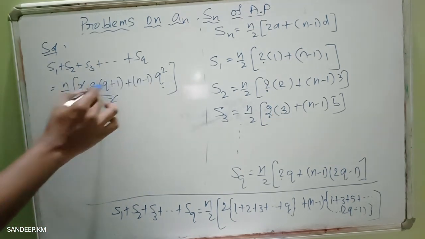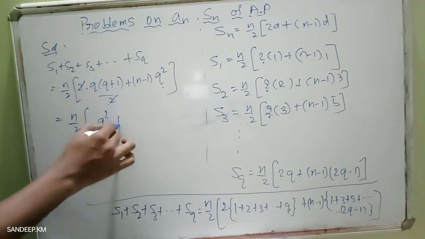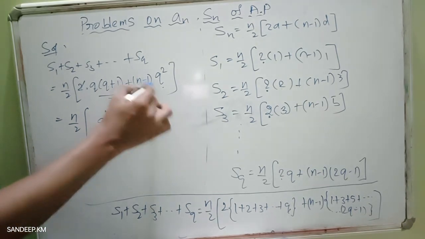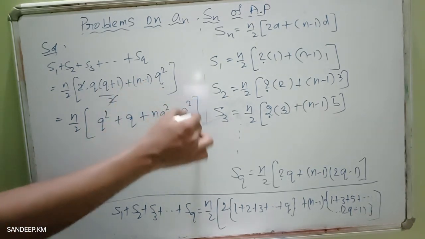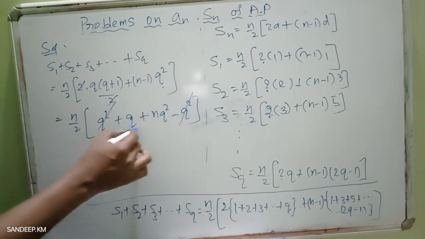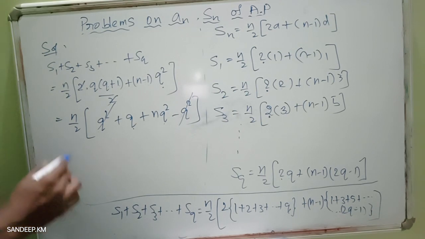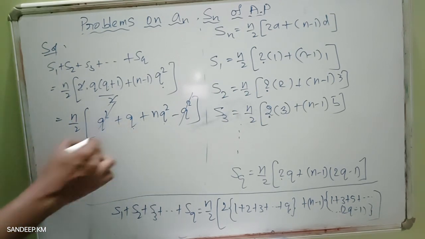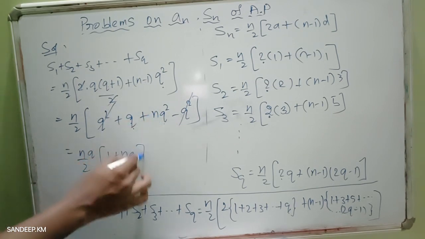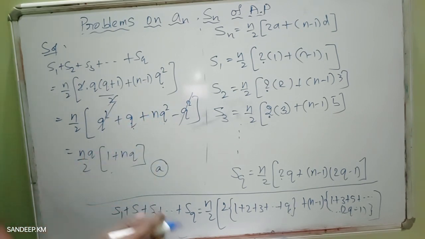n by 2 into q is q square, plus q into 1 is q, plus q square into n is nq square, minus q square. What gets cancelled? Of course, minus q square and plus q square will get cancelled. In the remaining two terms, I can take q common. So n by 2 as it is, and I took q common, here 1 plus nq. So where is this option? This is option A, right? Practice these kinds of questions so that it becomes easier for you. We'll go for the next question.